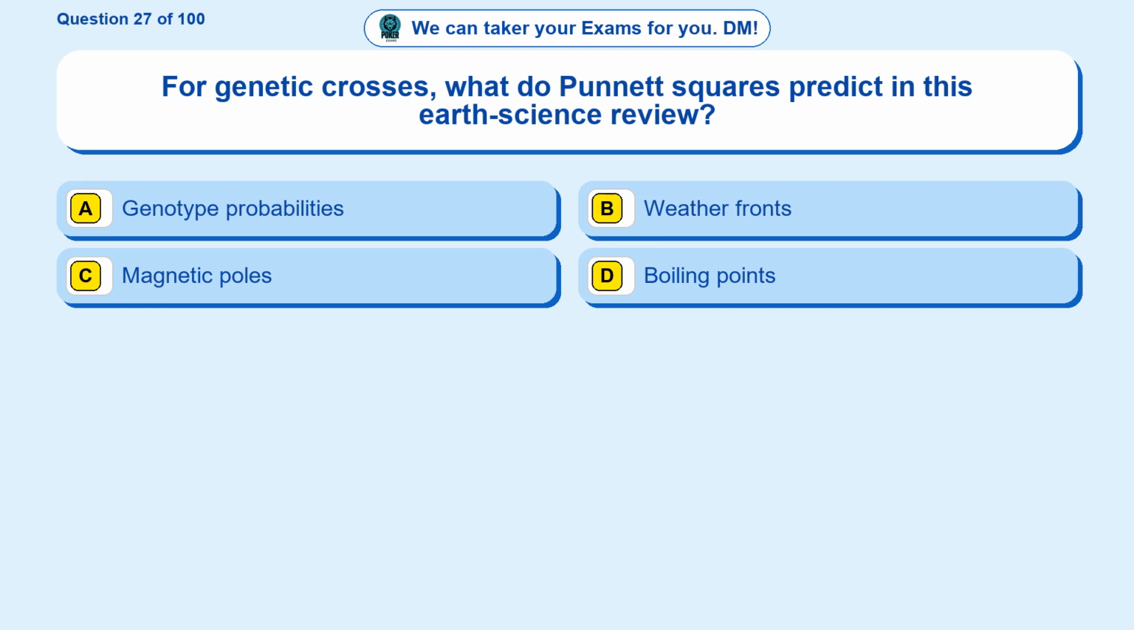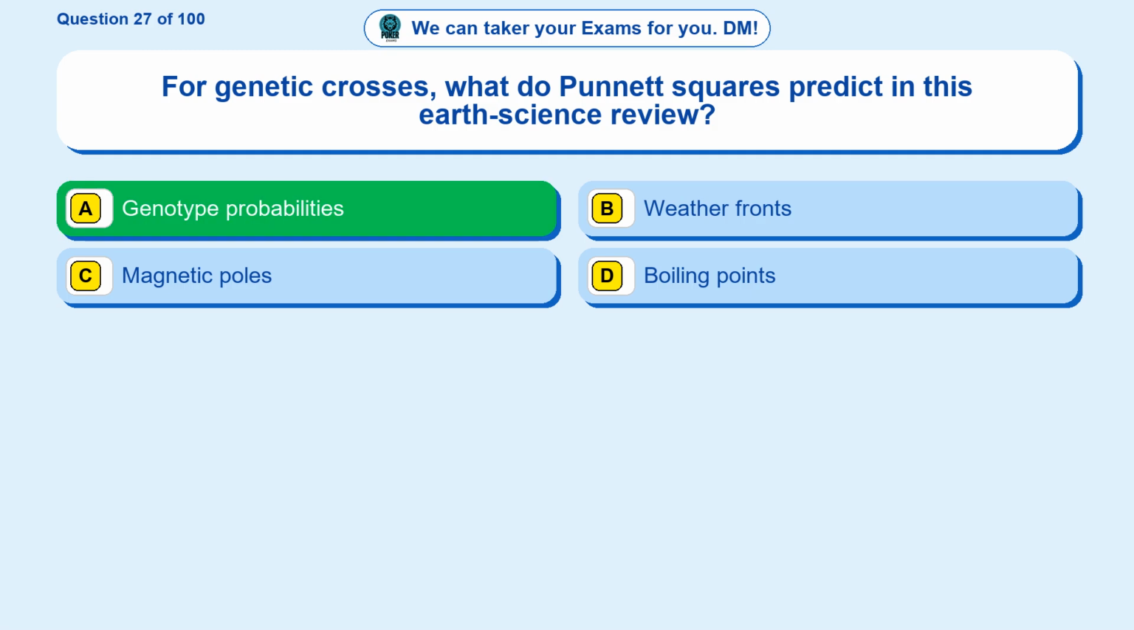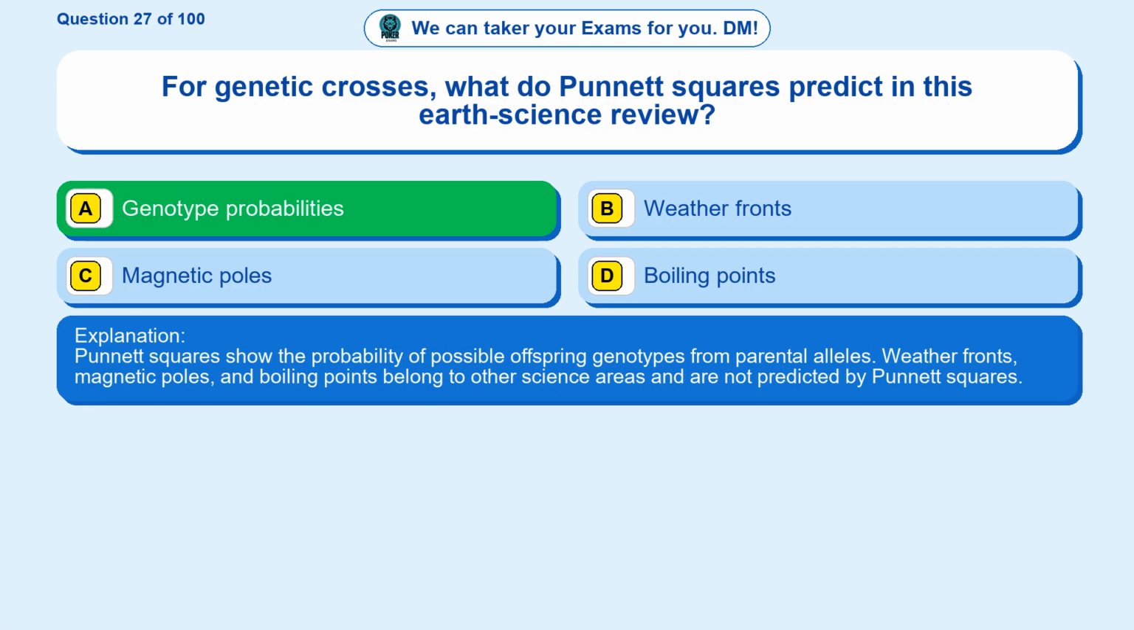Question 27. For genetic crosses, what do Punnett squares predict in this Earth Science Review? Option A, genotype probabilities. Option B, weather fronts. Option C, magnetic poles. Option D, boiling points. The correct answer is option A. Genotype probabilities. Punnett squares show the probability of possible offspring genotypes from parental alleles. Weather fronts, magnetic poles, and boiling points belong to other science areas and are not predicted by Punnett squares.